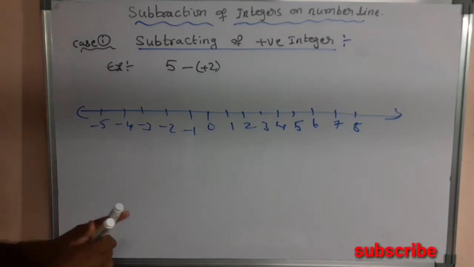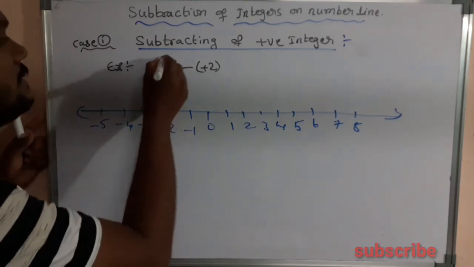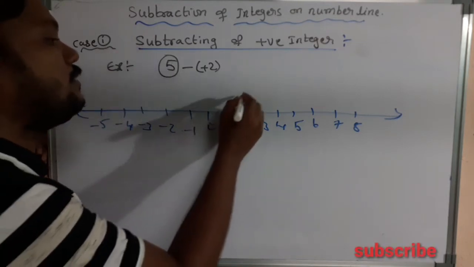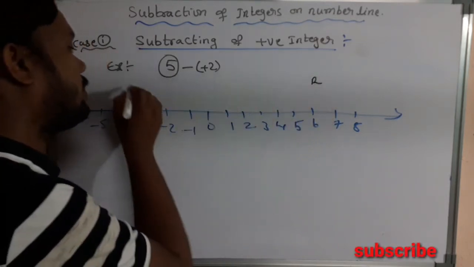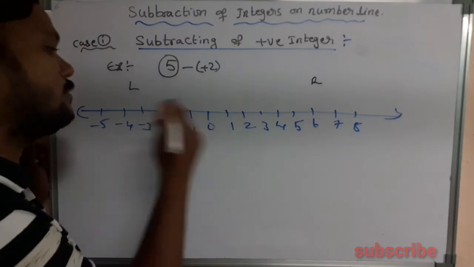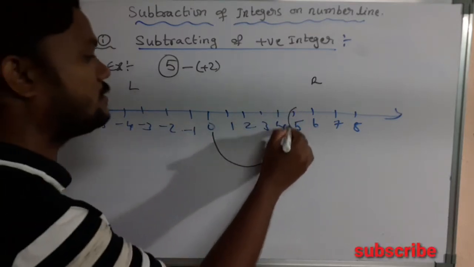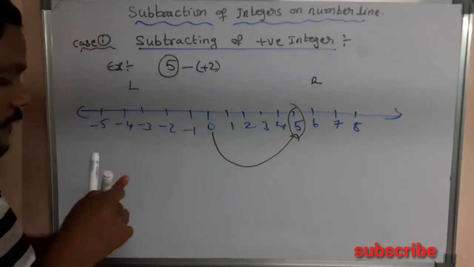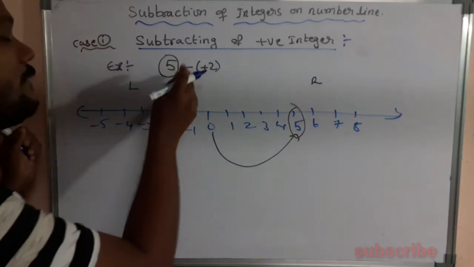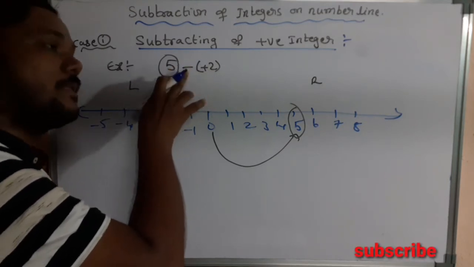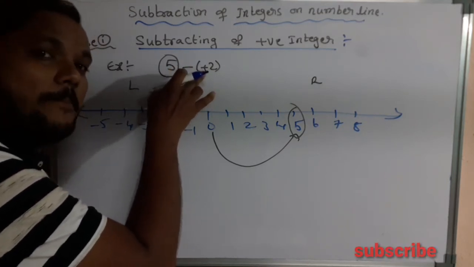Then you need to see the first number. What is the first number? Positive 5. Towards which side will it be, right or left of 0? To the right. So firstly from 0 to 5 we make one long jump, and we reach 5. From 5, are we subtracting a positive integer or a negative integer? We are subtracting a positive integer.